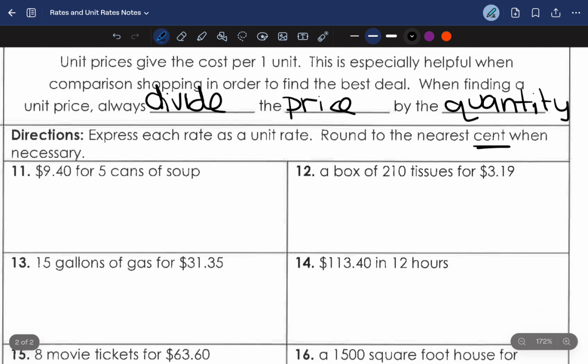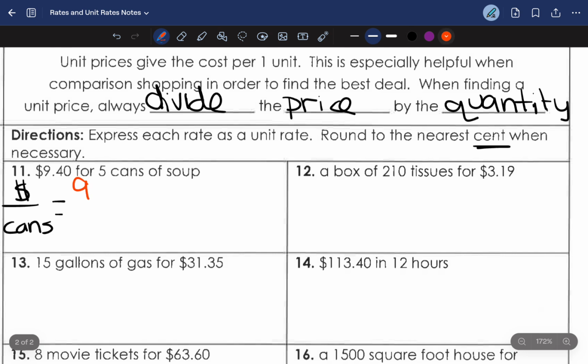Okay. Let's look at number 11. So it says $9.40 for 5 cans of soup. So just like on the other side, we're going to write the rate first, and then we'll figure out the unit rate by dividing. So the rate in this case is, I'm just going to write a $ sign because it's going to be the price divided by the quantity. So in this case, the other thing that's being measured is cans. So I'm going to write cans.